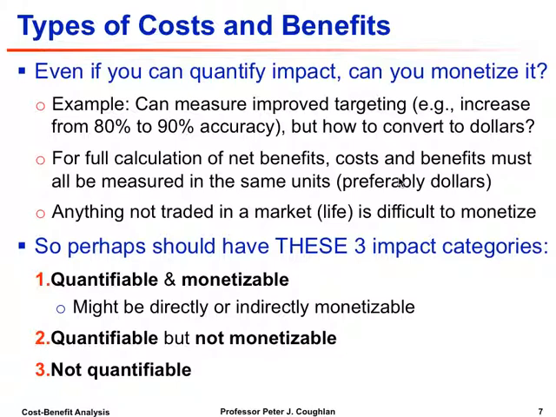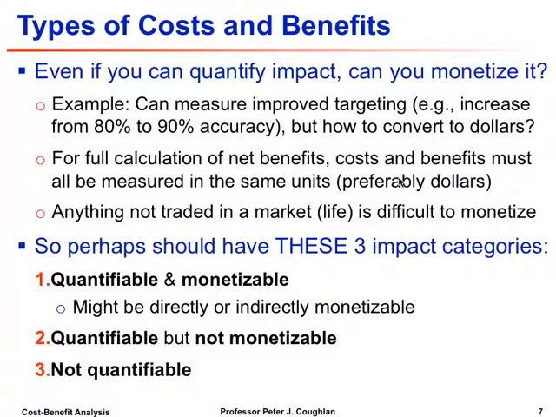First, what's quantifiable and monetizable? Might be either directly or indirectly monetizable, and we'll talk today about things that are indirectly monetizable. Second, what things are quantifiable but not monetizable? So you can quantify them, but maybe you can't put them in terms of money: customer satisfaction, accuracy, some other quantifiable measure, but you're not sure how that translates into dollars.